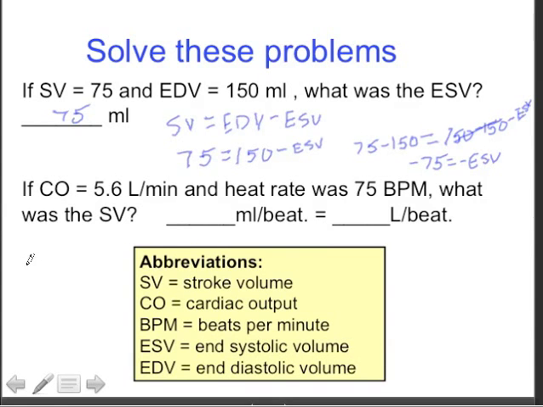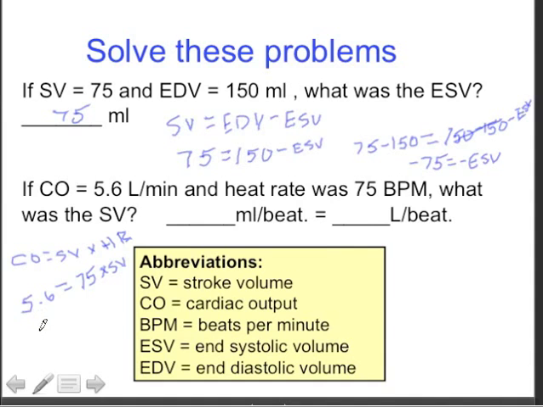If cardiac output was 5.6 liters per minute and the heart rate was 75 beats per minute, what is the stroke volume in milliliters and liters per beat? Okay, so cardiac output is equal to what? It's equal to stroke volume times heart rate. So the cardiac output is 5.6, the heart rate was 75, and that's going to be multiplied by the stroke volume.